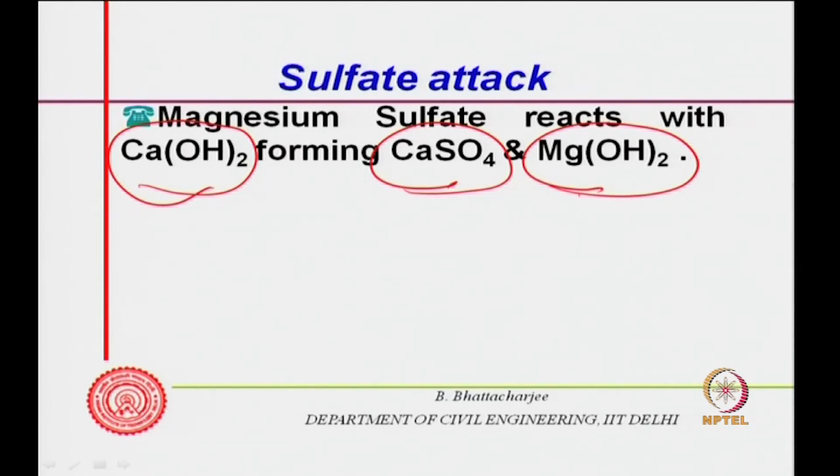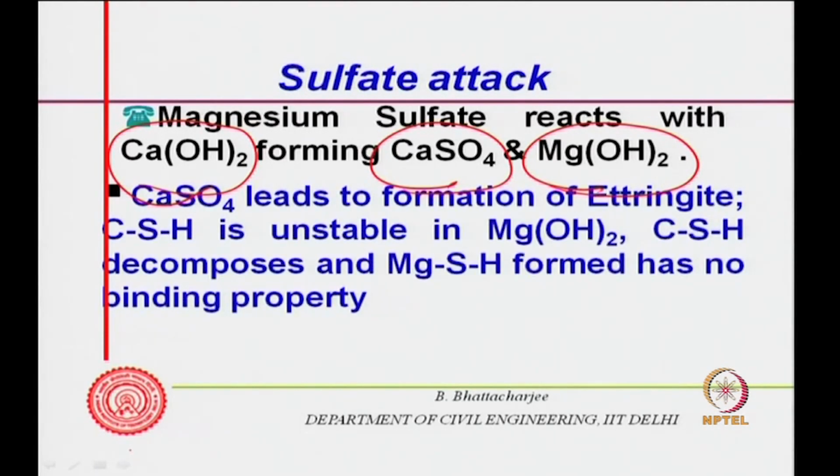it also forms magnesium hydroxide. Magnesium hydroxide of course can react and form magnesium sulphate, but that is not usually the case. This calcium sulphate will lead to formation of ettringite, but the problem is that C-S-H is unstable in the presence of magnesium hydroxide. Calcium silicate hydrate is quite stable in a calcium hydroxide environment, but in a magnesium hydroxide environment it tends to form magnesium silicate hydrate.